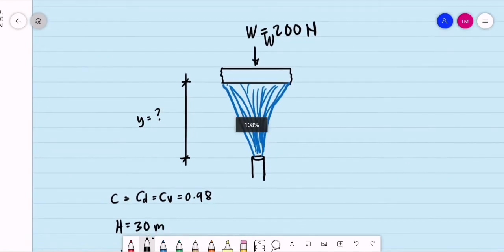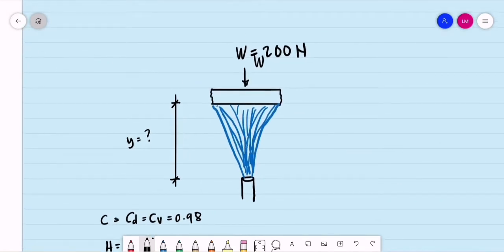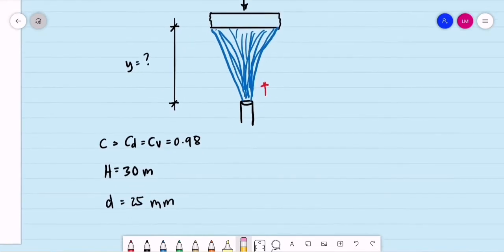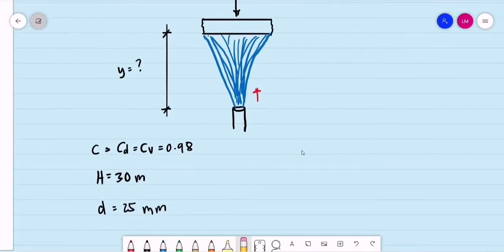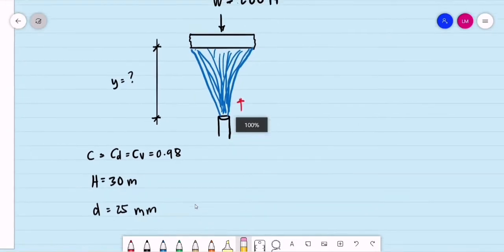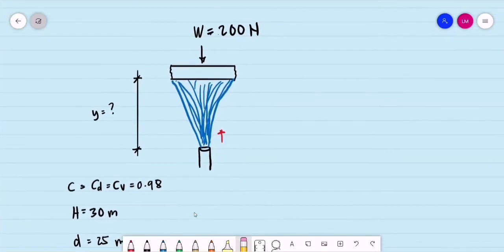So, parang ito yung setup natin. Ito yung tubig. So, meron daw weight dito. The weight is equal to, or load is equal to 200 newtons. Gaano raw kalayo dapat, that is yung distance, y. Kung ito yung mga details ng tubig, yung coefficient of discharge, C sub D or C sub V, equal to 0.98 under a head of 30 meters.